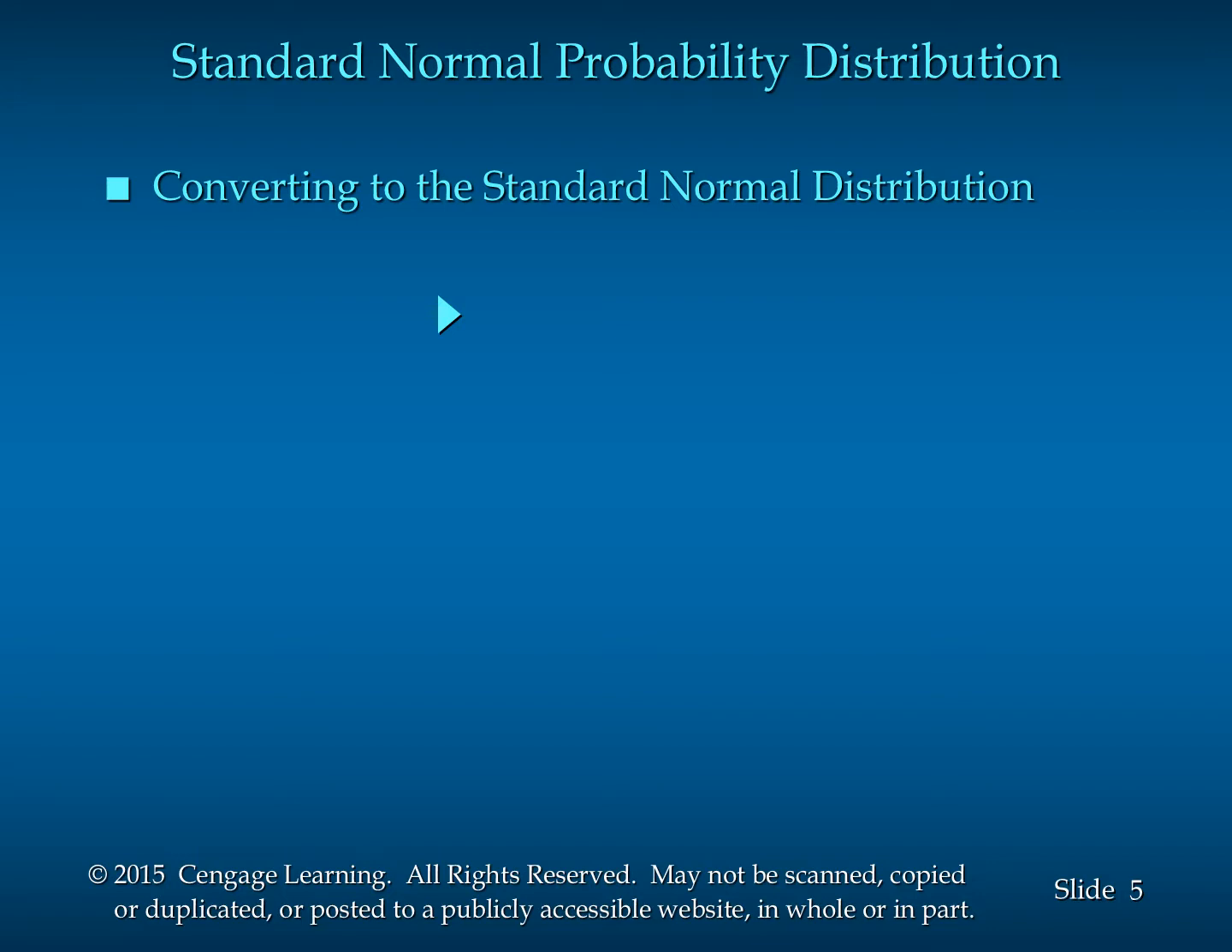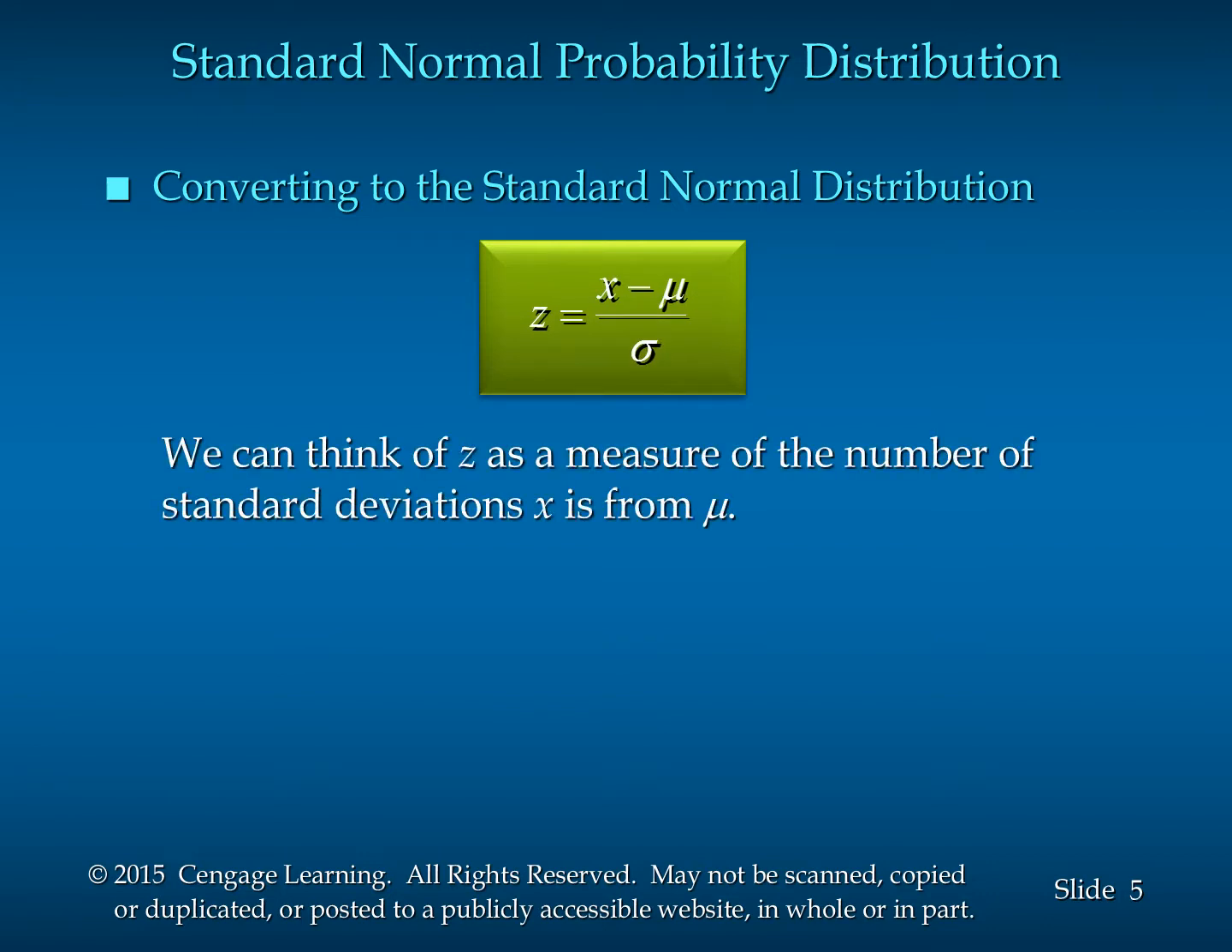Earlier in Chapter 3, we learned about z-values. We can calculate the z-value for any normal distribution with this formula. For any x, the z-value is the number of standard deviations that x value is away from the mean.